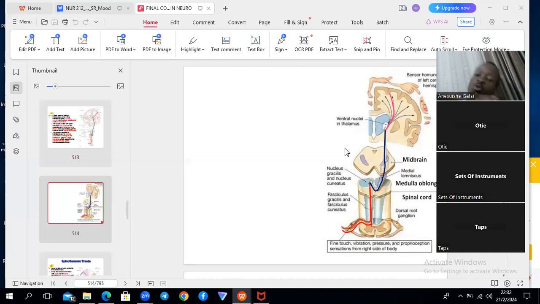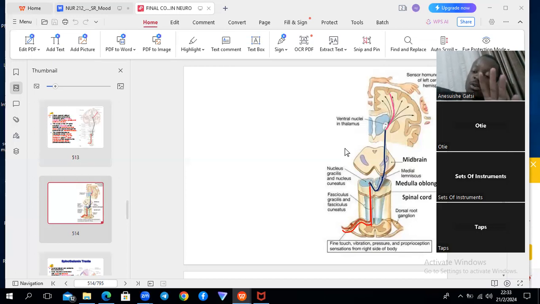Okay. So what I was saying is we have ascending pathways and descending pathways. Ascending pathways are mostly sensory. The one that we are describing here, which we are calling the dorsal column medial lemniscus pathway, is a pathway that carries fine touch, or basically discriminative touch, vibration and conscious proprioception, right?